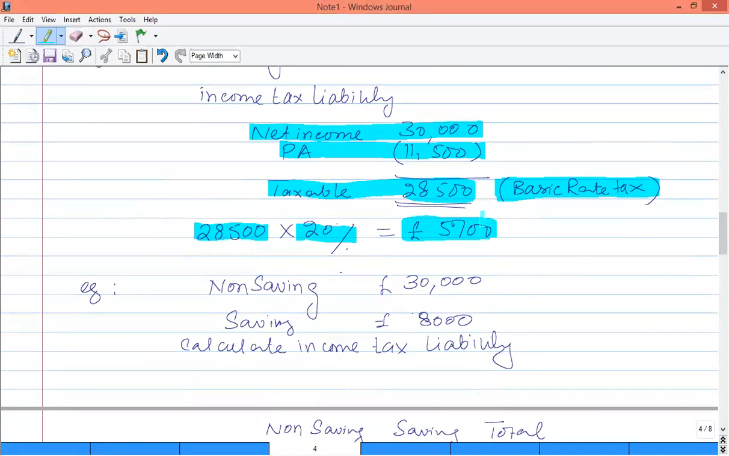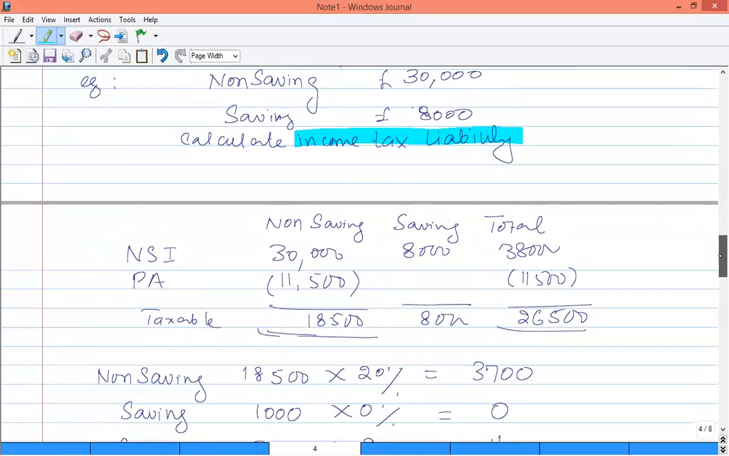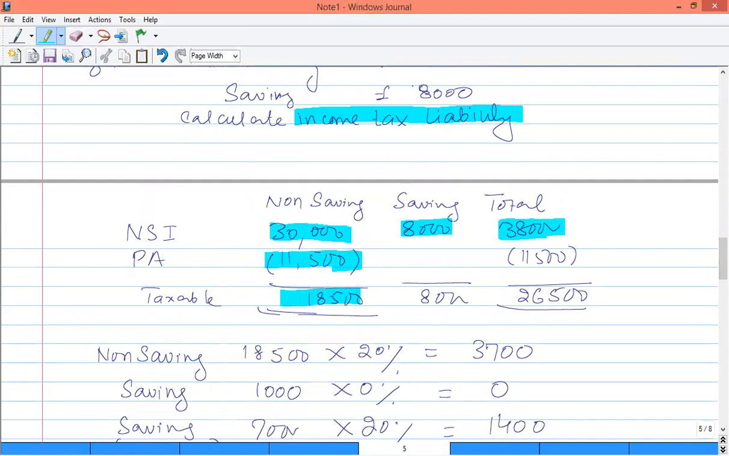Take another example. Non-saving income is 30,000 and saving income is 8,000. Calculate the income tax liability. As there are two components of income, it's better to have a format. Non-saving income 30,000, saving income 8,000, total income is 38,000 before personal allowance. After deducting the personal allowance, the non-saving income is 18,500 and the total income is 26,500. Still the person is classified as a basic rate taxpayer as income is less than 33,500.